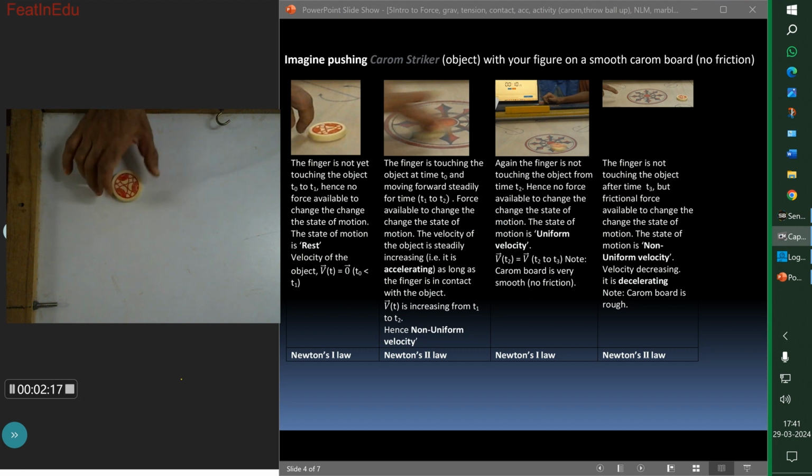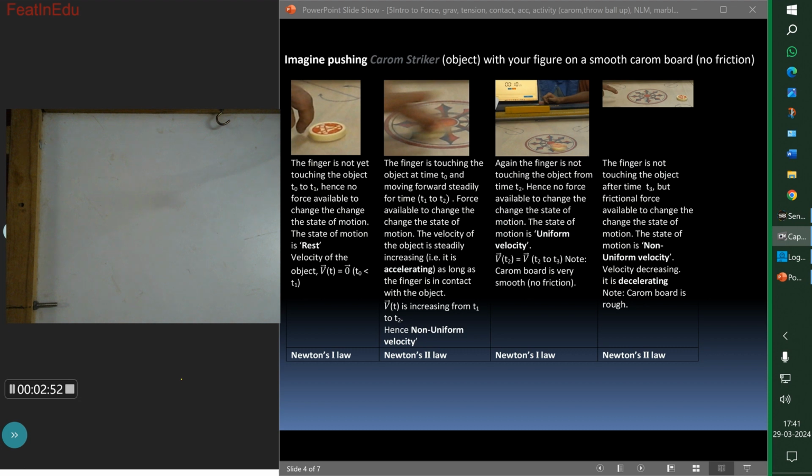Of course, I showed it in slow motion. In reality, my finger will touch quickly. You see it? What happened? From t1 to t2, my finger was touching the striker, in contact. So for the time t1 to t2, force is being applied. And what did you observe during that time? The speed of the striker steadily increased till time t2. Hence the non-uniform velocity, right?